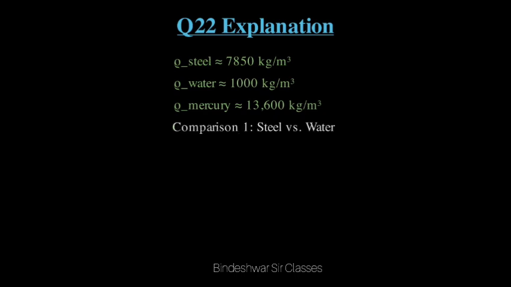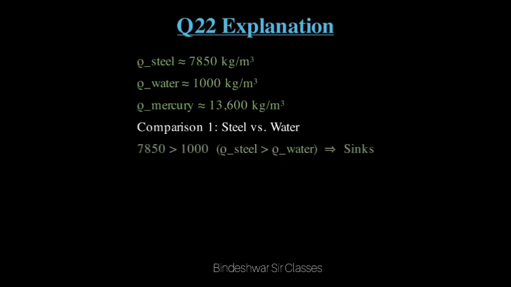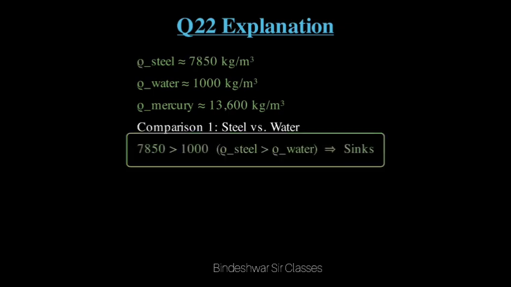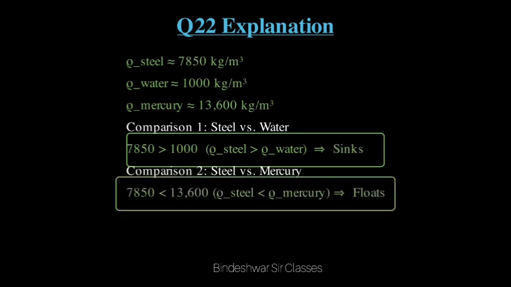First, let's compare steel and water. Since the density of steel, 780, is much greater than the density of water, 1,000, the steel ball sinks in water. Now, let's compare steel and mercury. The density of steel, 780, is significantly less than the density of mercury, 13,600. Because the steel ball is less dense than the fluid it's in, it will float in mercury. It's as simple as comparing these three values.